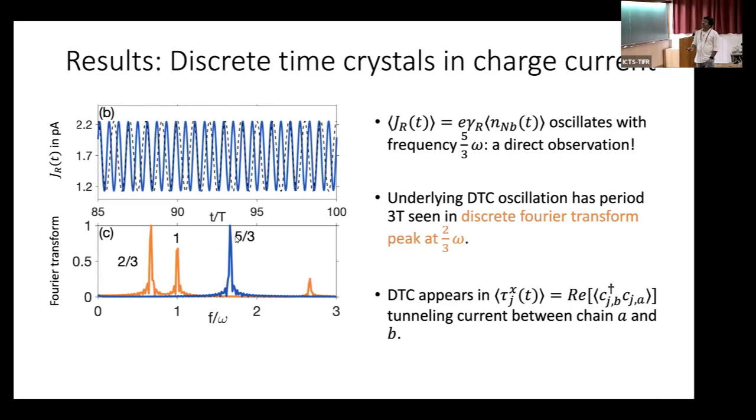So I drive the system and I see charge current oscillating in time, giving me a 5/3 omega frequency. And this time I don't need to separate out upspin and downspin contributions. But the underlying DTC is actually in a different operator. That operator is the interchain tunneling operator. Either the real part or imaginary part will show these 2/3 omega oscillations. So the bottom line is that charge current shows discrete time crystal behavior.